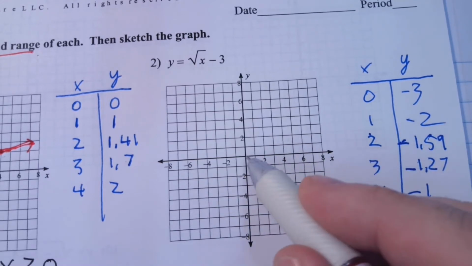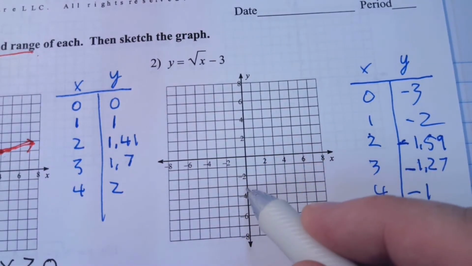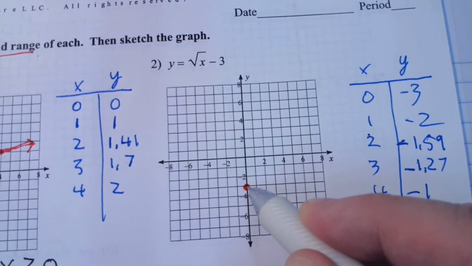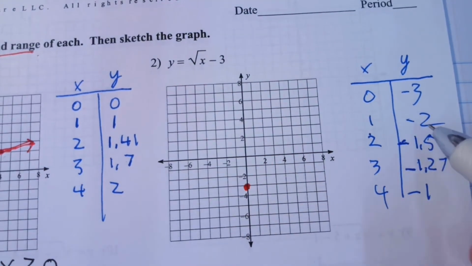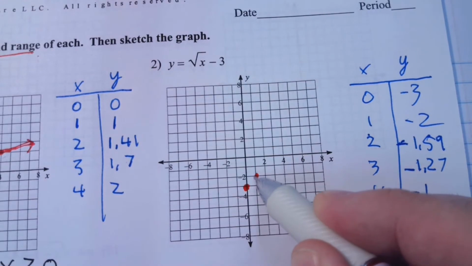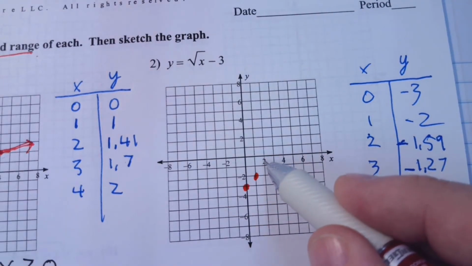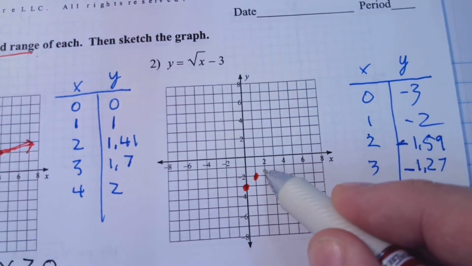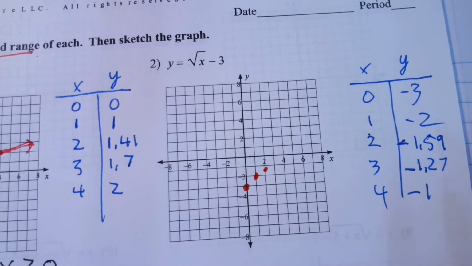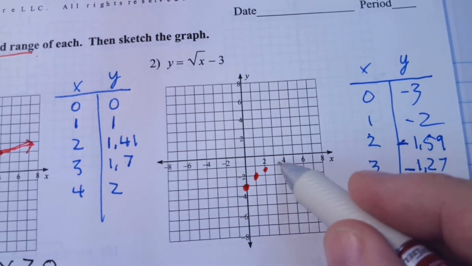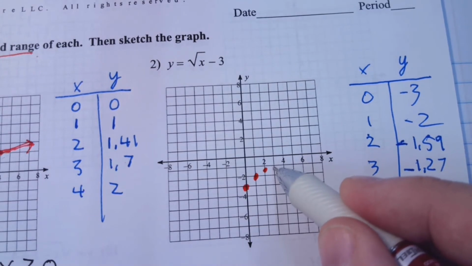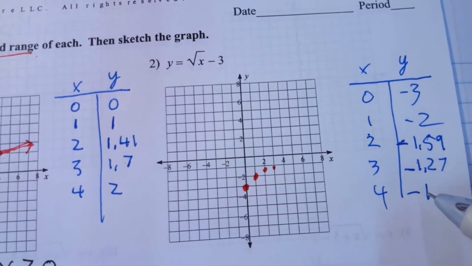Let's see here. 0, negative 3. 1, negative 2. Negative 1.59 on 2. So negative 1.59 maybe like here. Negative 1.27 maybe here. And 4 is negative 1.